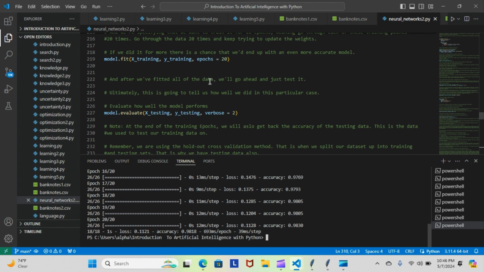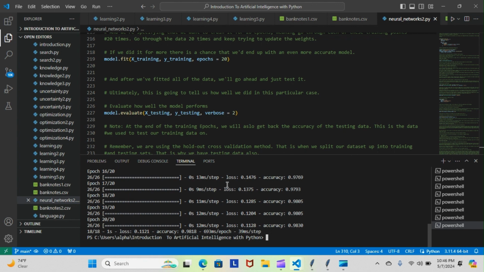All right, so after we fitted all the data, we'll go ahead and just test it. Ultimately, this is going to tell us how well we did in this particular case, and we evaluate how well the model performs. This is the code we use to evaluate the model, which we just did. Note, at the end of the training epochs, we also get back the accuracy of the testing data. This is the data we use to test our training data on. So remember, we are using the hold-out cross-validation method. That is when we split our data set up into training and testing sets. This is why we have testing data also.